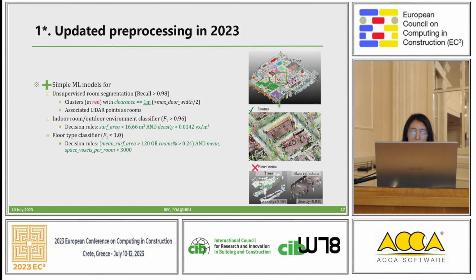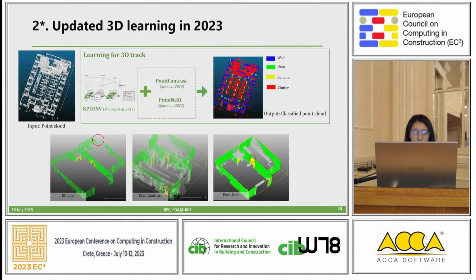After introducing our method and results in 2022, we are also participating this year, so we just want to briefly share some updates to our prototype method. We updated our pre-processing from 2022 by applying some simple machine learning methods to make the room segmentation more precise. We also use a simple machine learning method to identify the real rooms and remove the rooms that actually contain some outdoor noise.